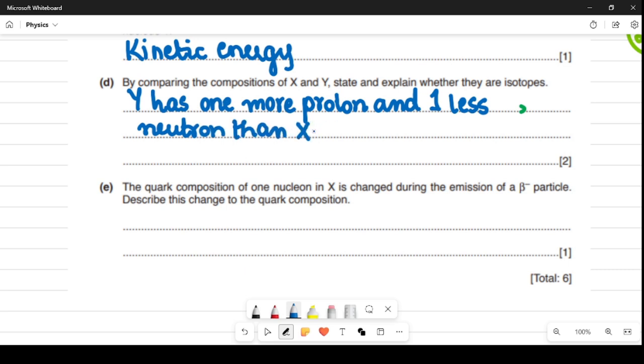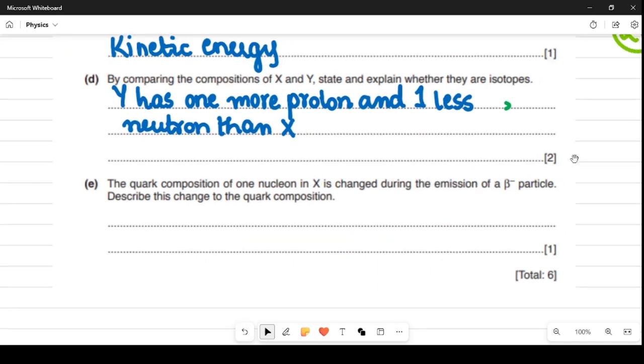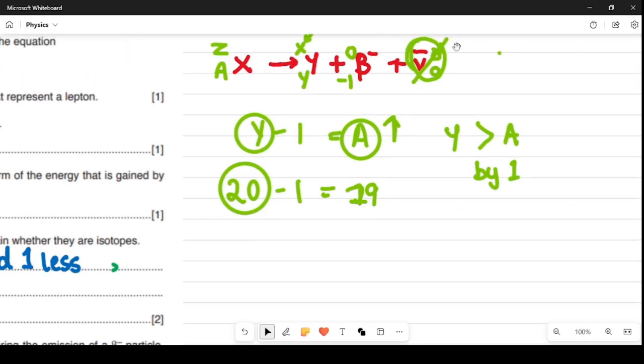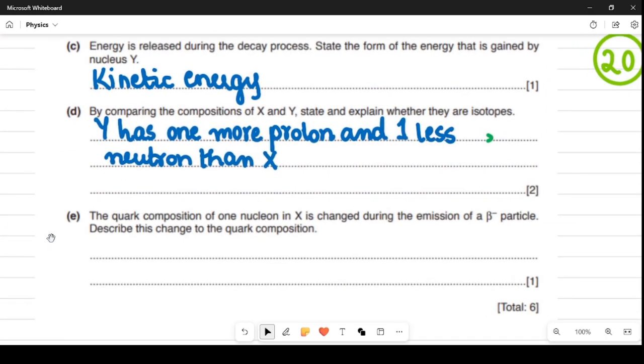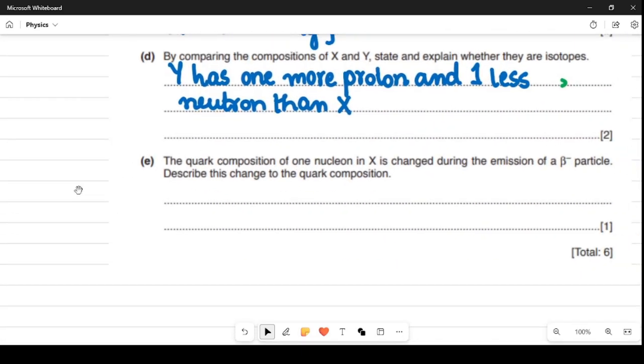Why does it have one less neutron? Because it has an electron anti-neutrino alongside it, so it will have one less neutron. The only thing is that it has one less neutron than X.